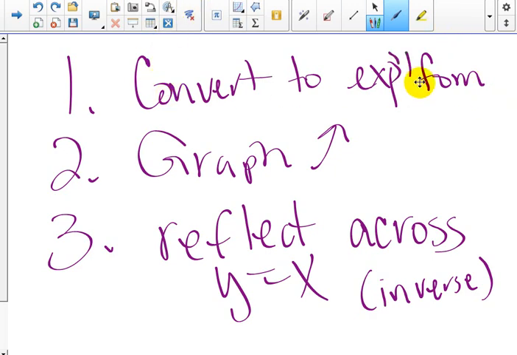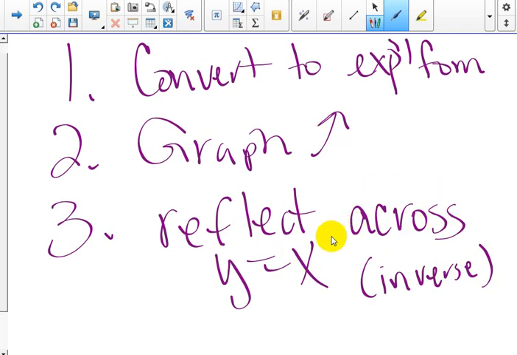So step 1, convert to exponential form, graph it, and then reflect it across y equals x. That's your inverse. All right, it says what mistake did she make? She didn't reflect it. So she just graphed y equals 4 to the x power there, and then she forgot to reflect it.